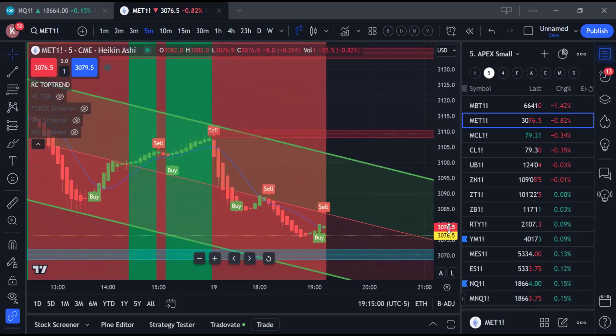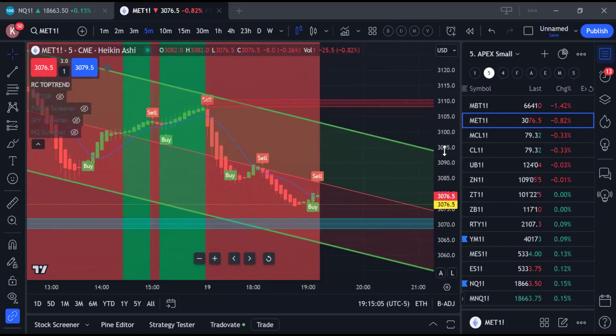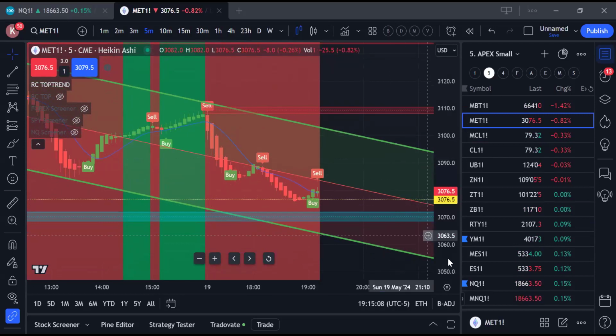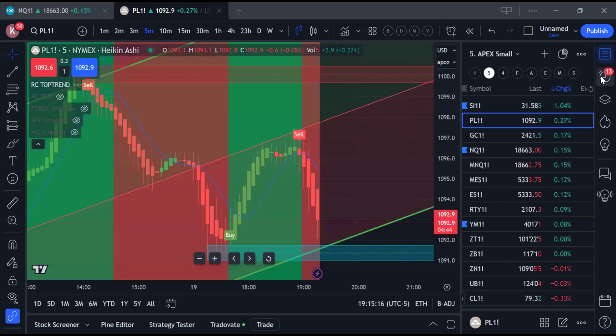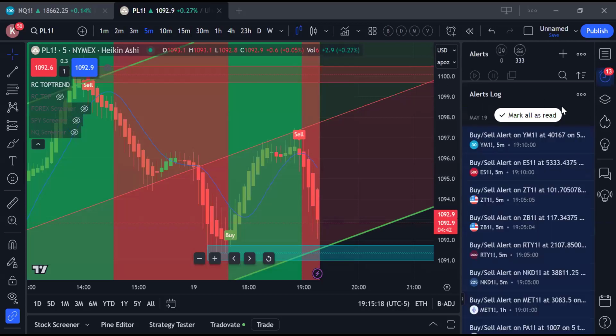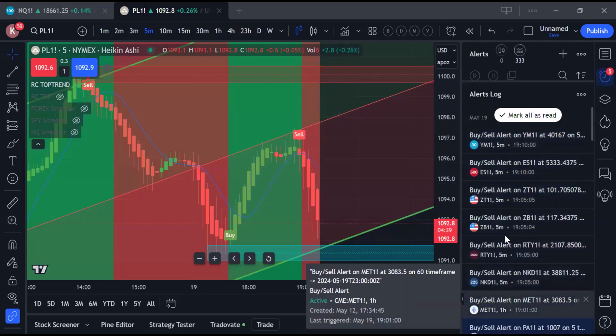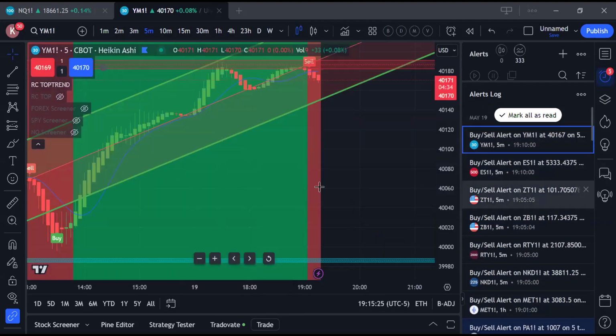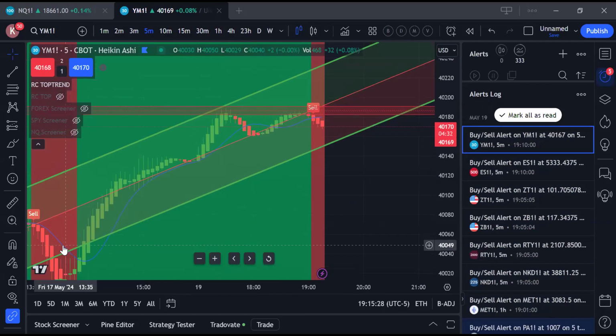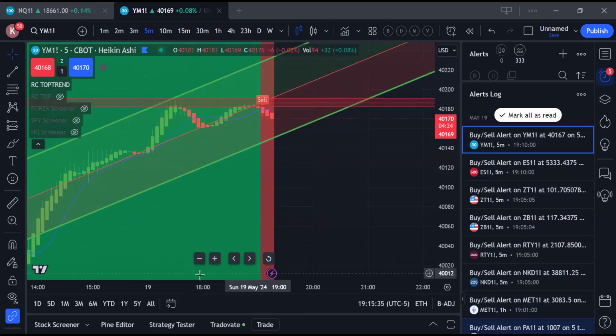So this indicator is mainly for new traders who want to take the trades without much thinking or without looking at too many different things. You can just follow this and take it. You can also set the alerts. Whenever you receive an alert, for example, you receive an alert on YM, what is the overall YM trend? Do you think YM is in a bullish or bearish trend by looking at the last 1 hour?